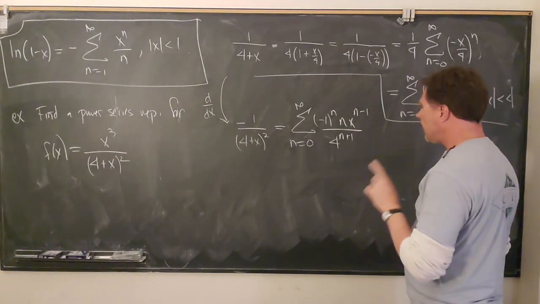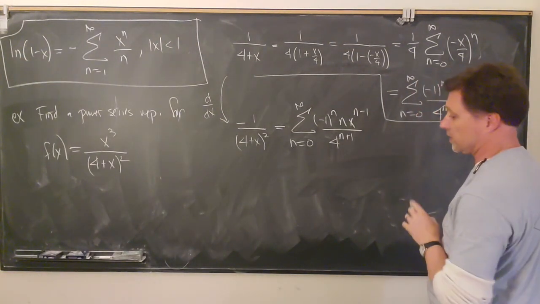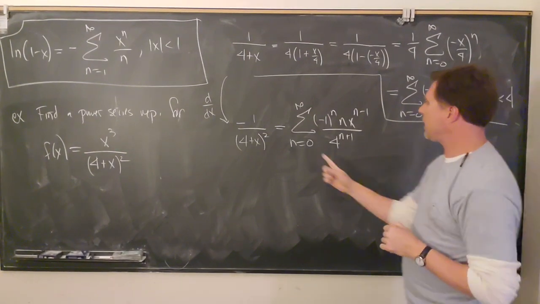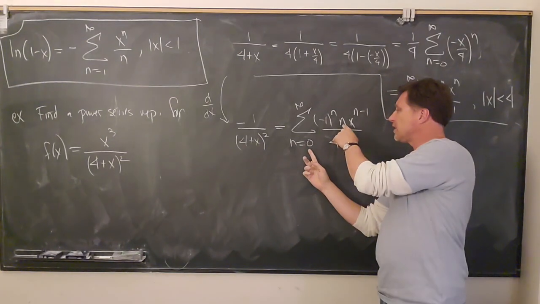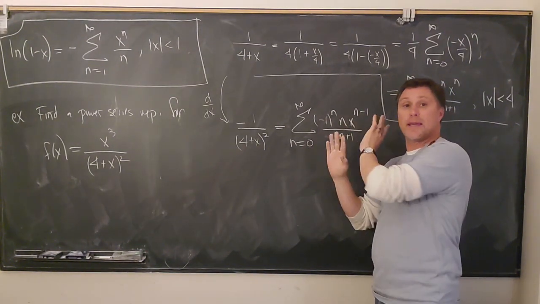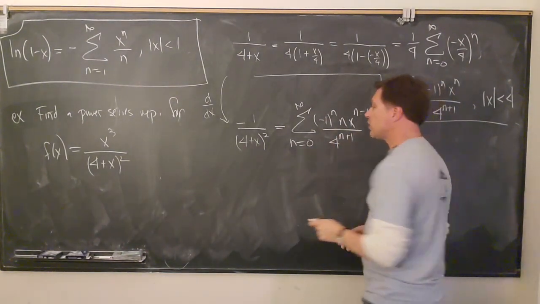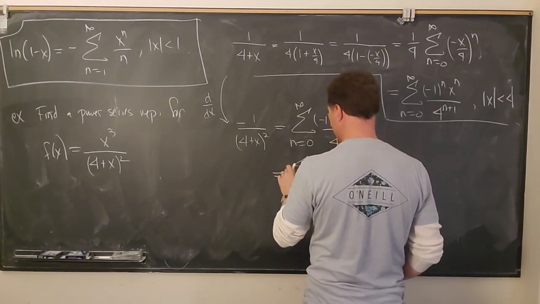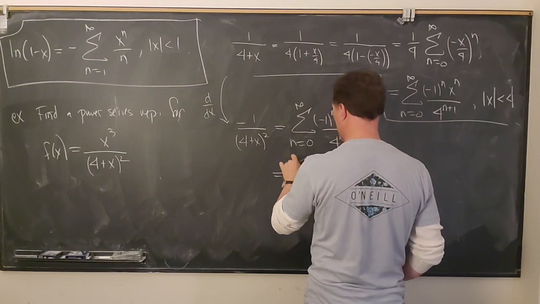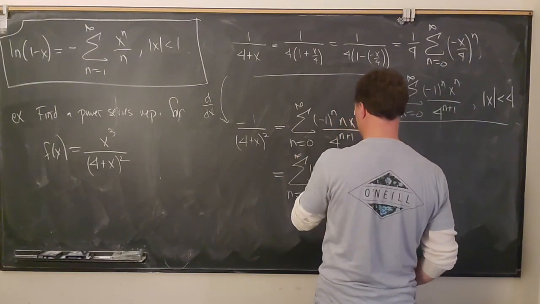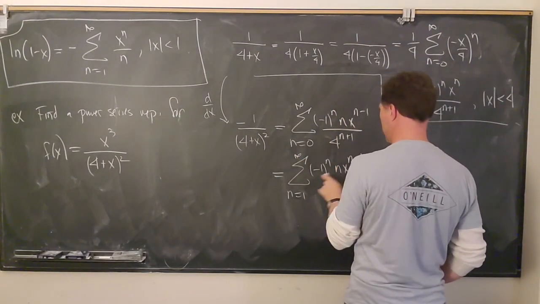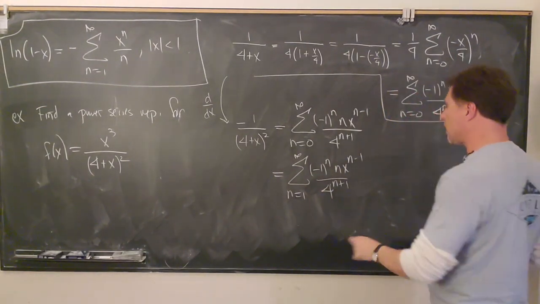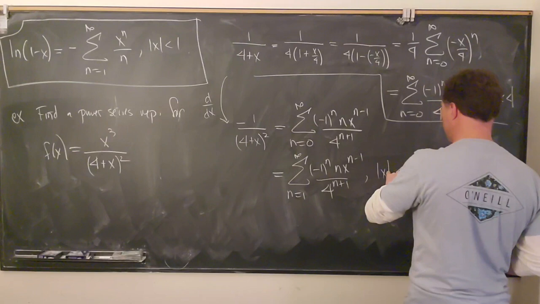Here's the thing you can notice, and the book will definitely do this if you're checking your answers. N equals 0 would put a 0 here, so the 0th term is going to be non-existent. Typically we recognize we don't even need the 0th term, so we start with n equals 1 to infinity of minus 1 to the n, n x to the n minus 1 over 4 to the n plus 1. It's not necessary, but the book will definitely do this.